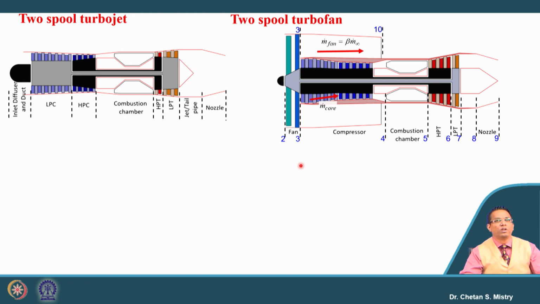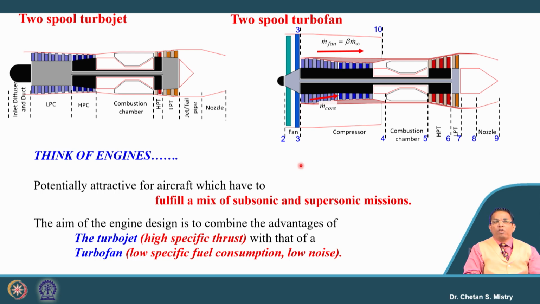So let's try to understand, can we think of an engine where we will have the benefit of both turbojet as well as turbofan? That will fulfil our requirement for subsonic and supersonic operation. If we are discussing military application, supersonic mission is a major requirement for the military engine. At the same time, for subsonic operation, we see the benefit in terms of specific fuel consumption.